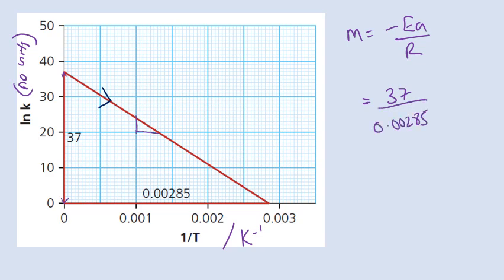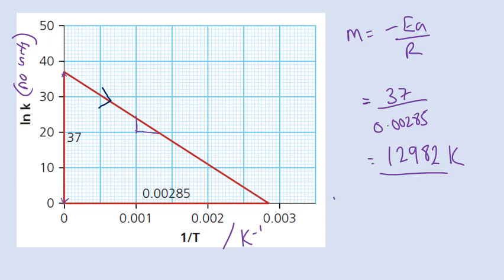0.00285. The scale is always quite difficult on this x-axis. It's always very small values because it's 1 over temperature. Okay, so here we go, 37 divided by 0.00285 gives me a value of 12,982, and that's going to be kelvins because it's rise over run, so no units divided by Kelvin to the minus 1, which is Kelvin. So the gradient will come out in kelvins.